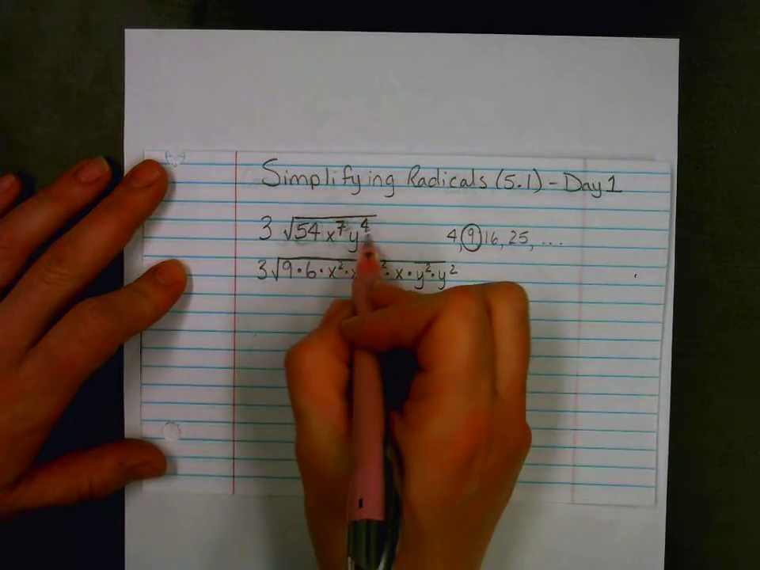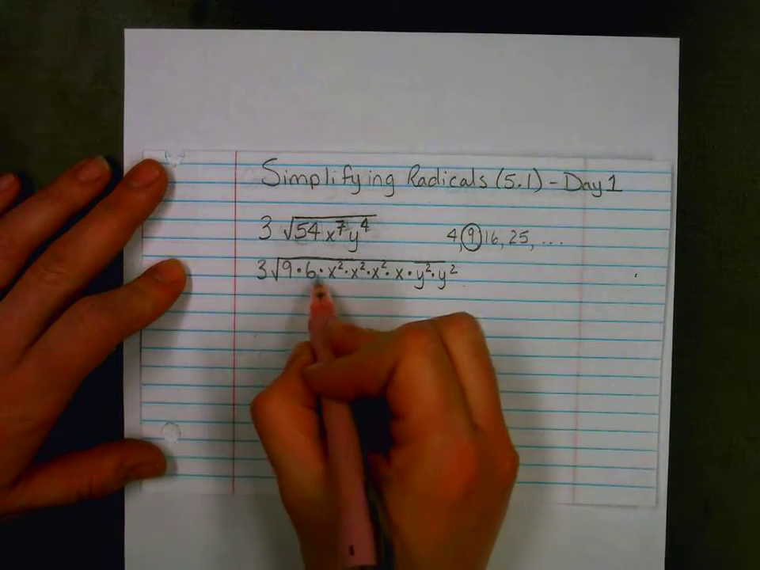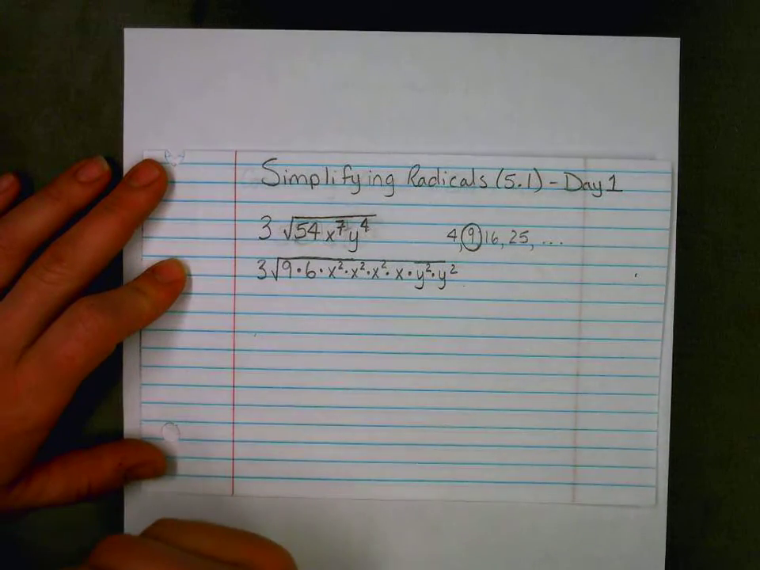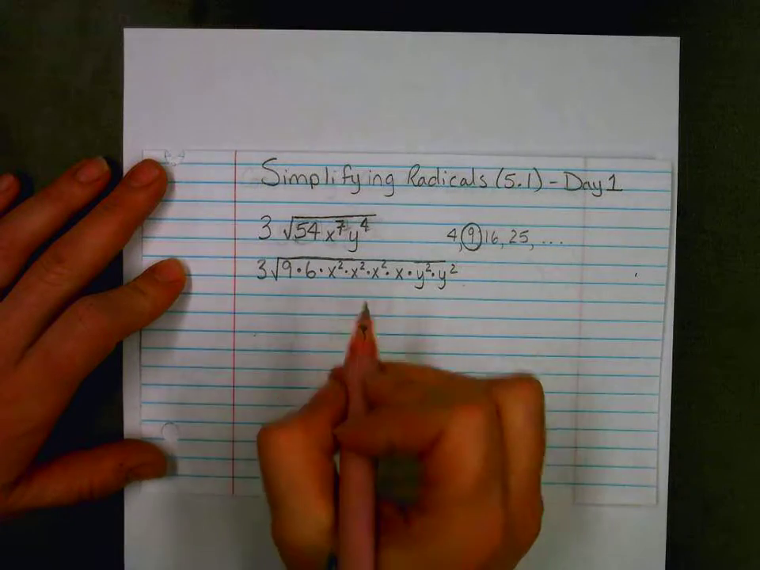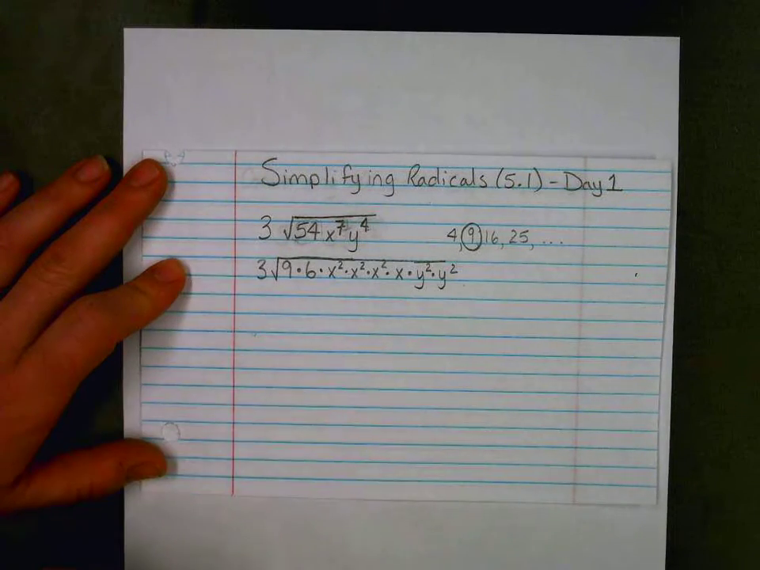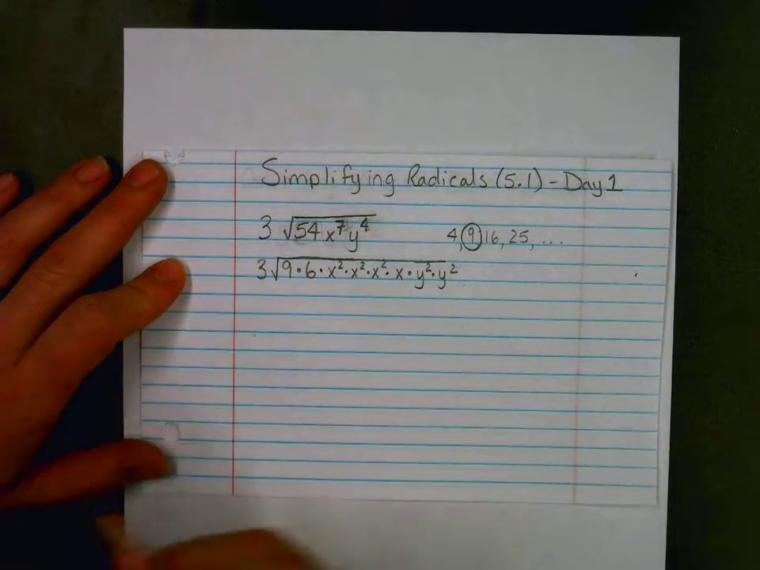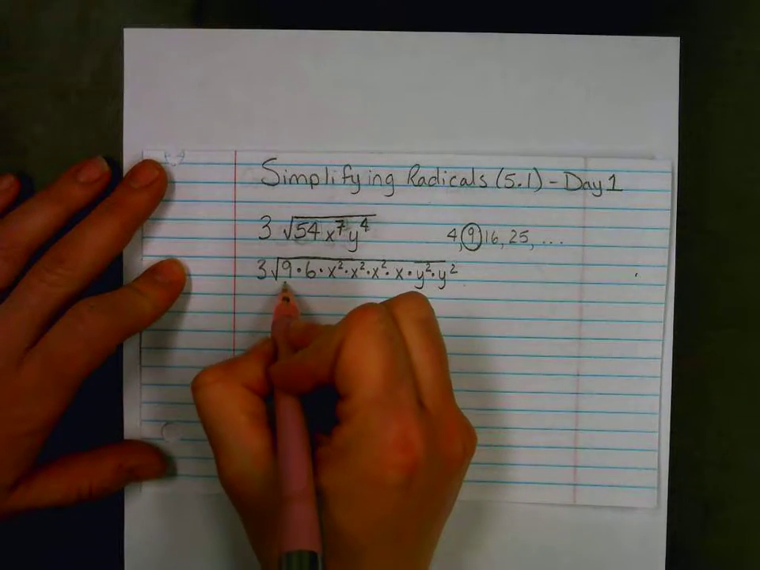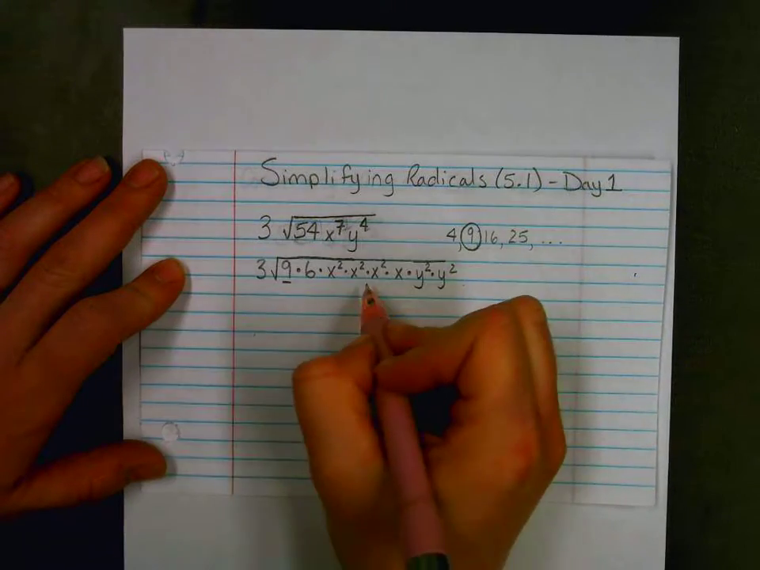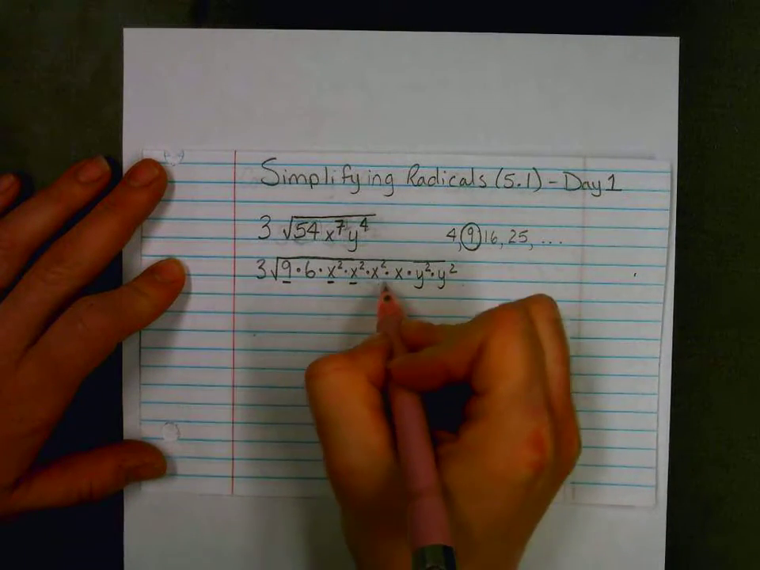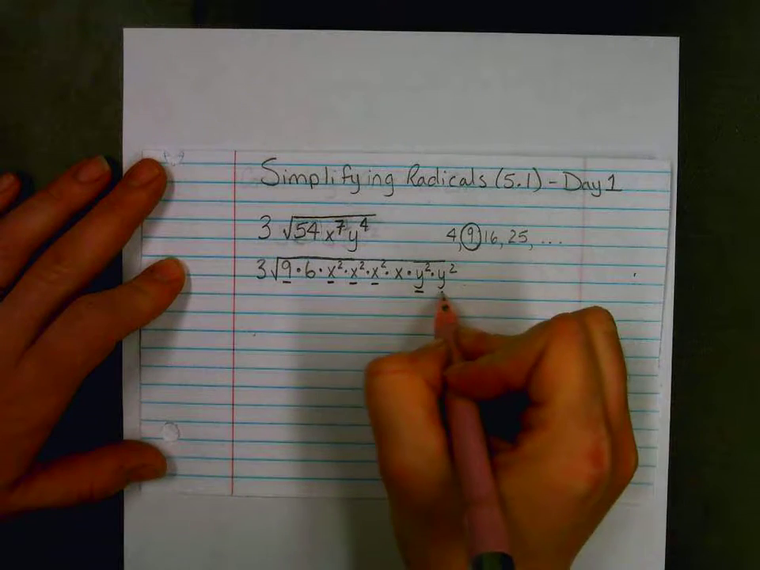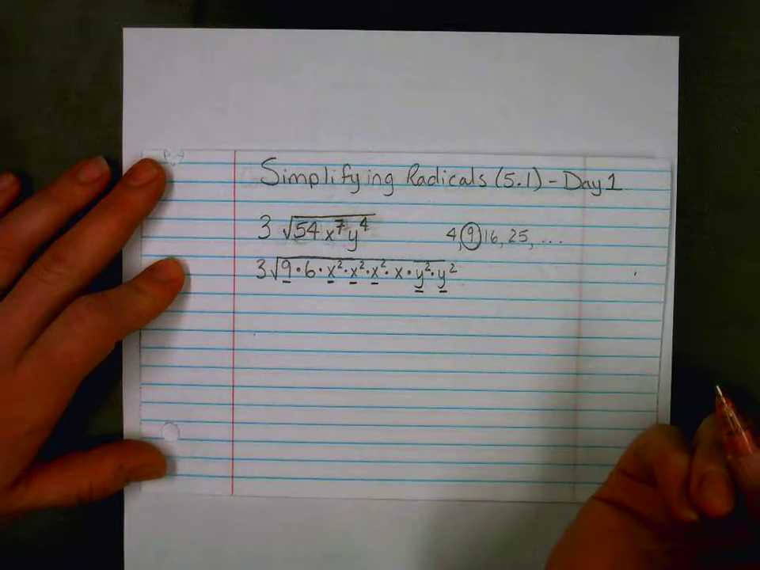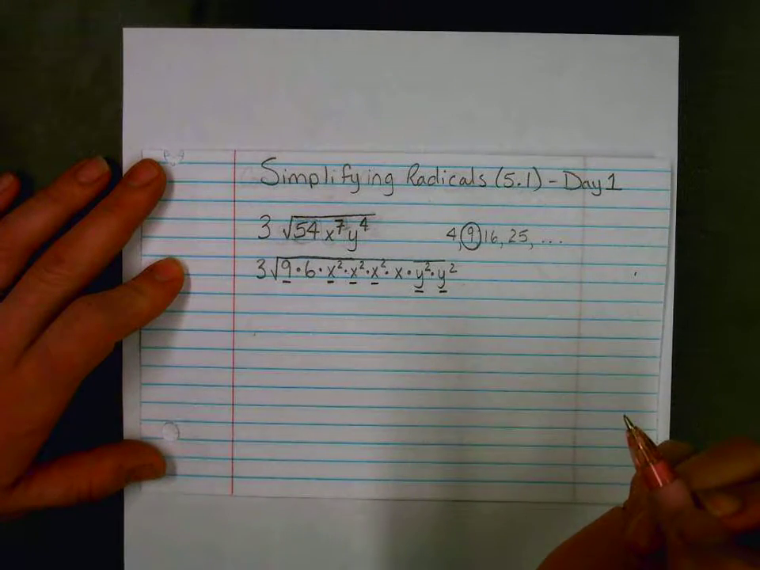Once I've broken this down into a product of perfect squares and whatever is left over, now I'm ready to take those perfect squares and bring them outside of my radical. So what you want to do is highlight or identify all of my perfect squares inside my radical. 9 is a perfect square, x squared, x squared, x squared, y squared, and a y squared. All of these values that I have highlighted are going to come outside of the radical.